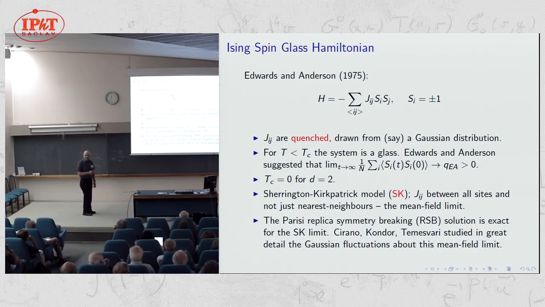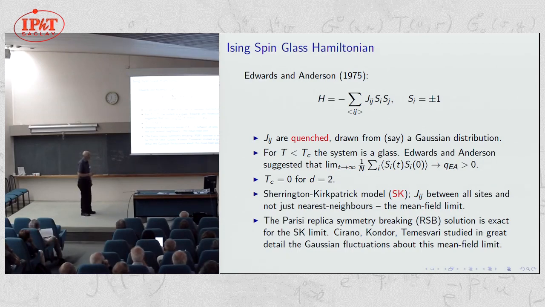The mean field limit of the problem is the Sherrington-Kirkpatrick model. This is a model in which every spin interacts with every other spin. You have to scale down the extent of the coupling to get a finite transition temperature. And it's this model which forms the mean field limit of the spin glass problem. And it has been solved exactly by Giorgio, and it's now been shown to be exact.